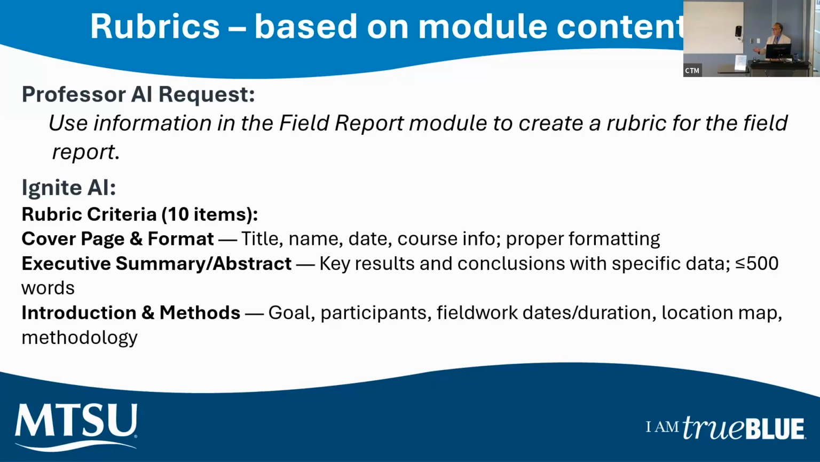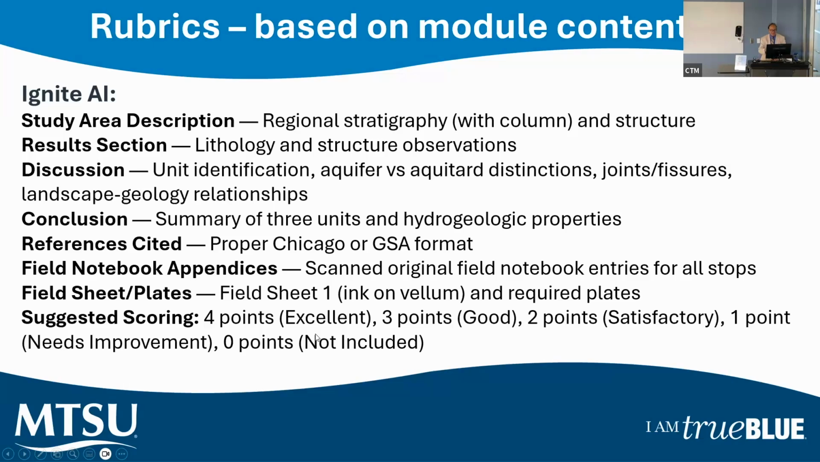Pretty standard, things you would look for in a technical report. Cover page, executive summary of 500 words or less, introduction and methods with some specific items that I'm going to be looking for that they should all have. A lot of technical terminology and so on here. Again, this is actually for majors, and this information that I was looking for was in the instructions in this particular module. It got all those details into a rubric. It recommended a scoring scheme going from 4, excellent, to 0, not included. Very useful.